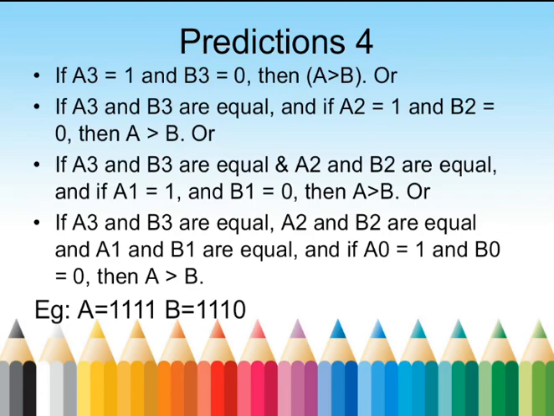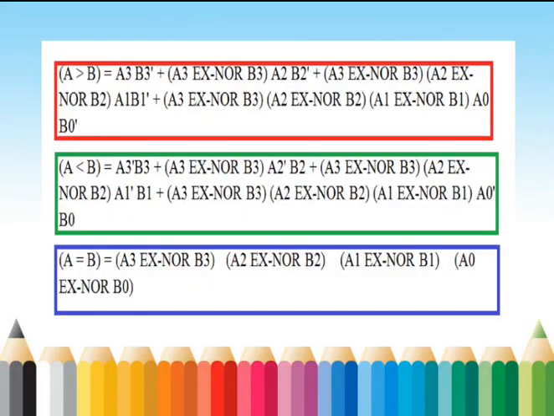So we may write the expression for A greater than B, which is surrounded by a red color boundary, as A3 B3 prime plus A3 XNOR B3 into A2 B2 prime plus A3 XNOR B3 into A2 XNOR B2 into A1 B1 prime plus A3 XNOR B3 into A2 XNOR B2 into A1 XNOR B1 into A0 B0 prime. This is the expression for finding the output A is greater than B.